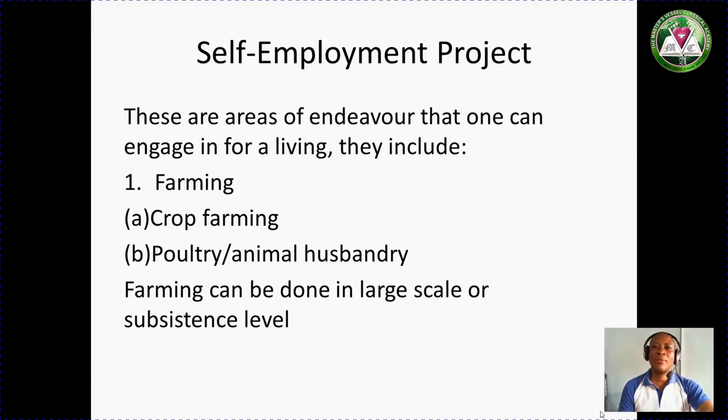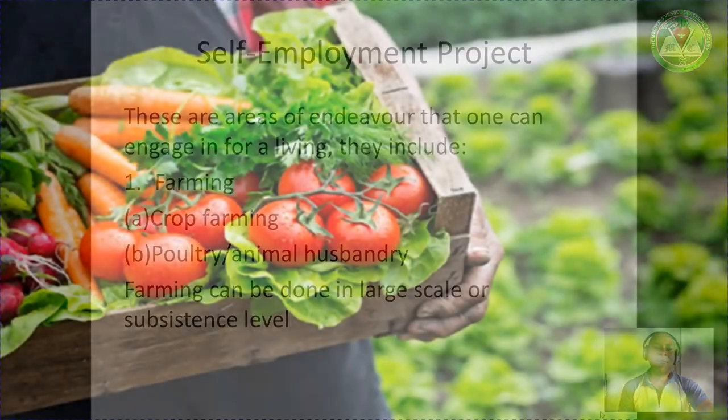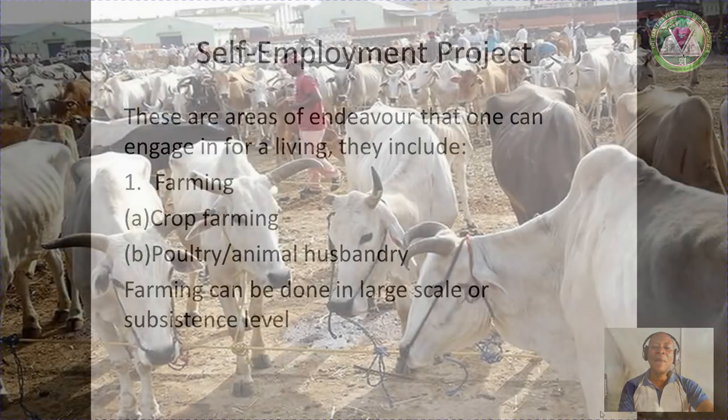Number one, farming. Farming is divided into two. We have crop farming, and we also have poultry or animal husbandry.